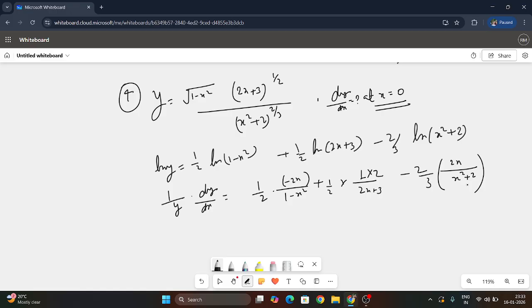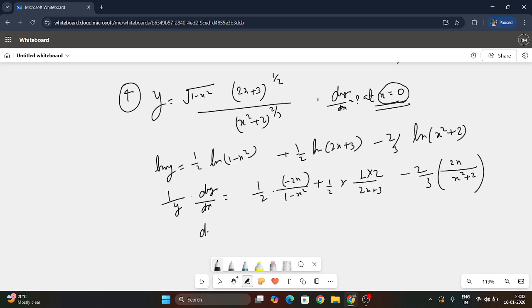So keep in mind that it's looking very lengthy, so don't worry, we have to find the value of dy by dx at x is equal to 0. So put x is equal to 0, and when you put x is equal to 0, let's put here also, here also, and here also. So what you will get? 0, this is also 0, this is also 0. So root 3, what is this? Root 3 and 1, and this is 2 power 2 by 3.